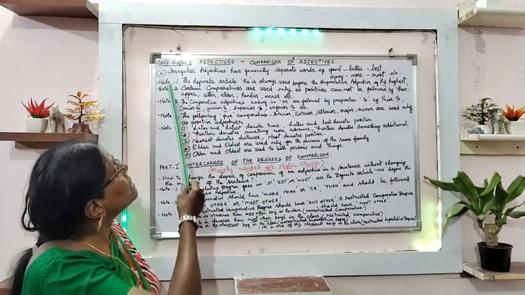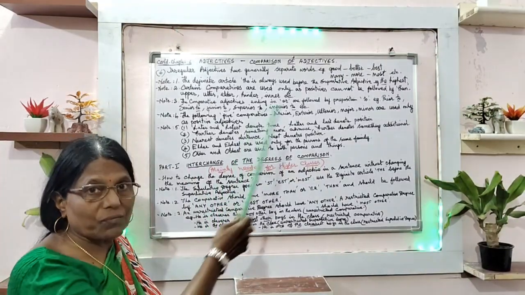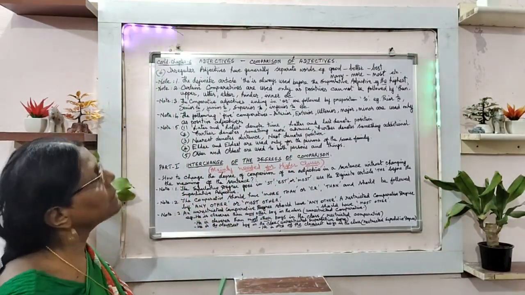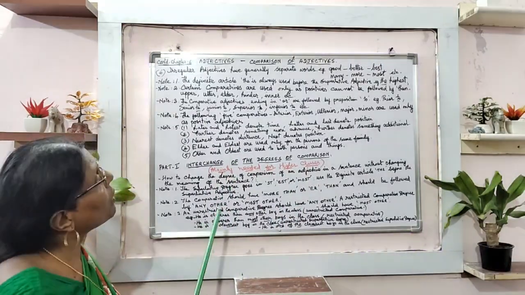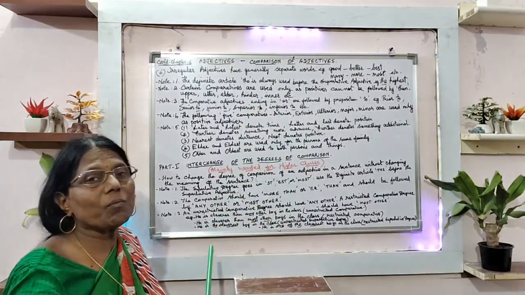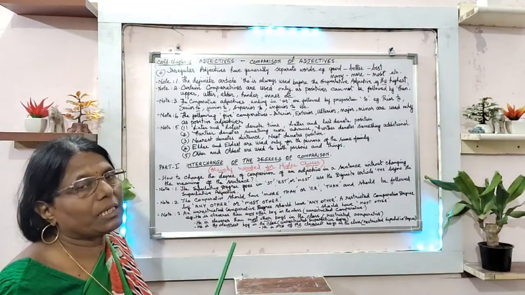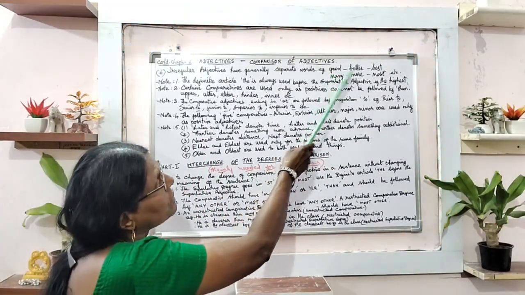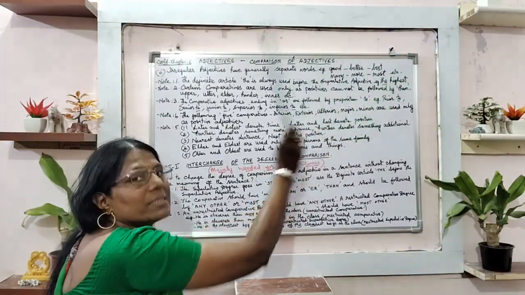Today I am going to continue the same chapter 6, adjectives, comparison of adjectives. Next point: there are some irregular adjectives. Now what are irregular adjectives? They form a different comparative and a different superlative degree. Examples I have given: good, better, best; many, more, most, etc.